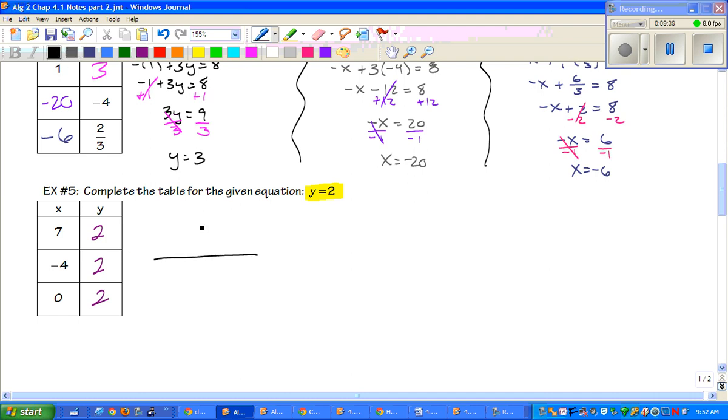Now, if you were to graph this, here's our little coordinate plane. We would have the point, let's see, negative 4, 2, 0, 2, 7 would be all the way over here. And that's a special case because this makes a horizontal line. Okay, and we're going to be talking about that more later on in the week. Okay?